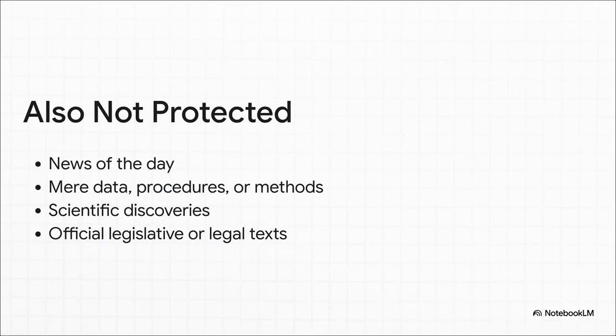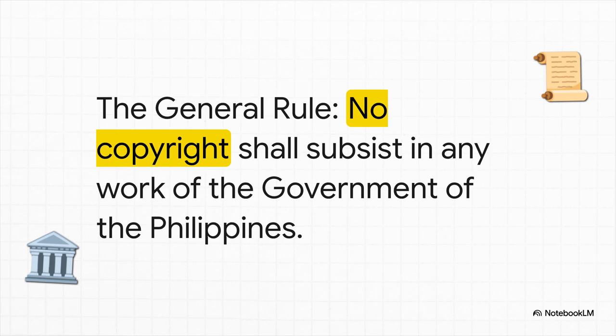The law also makes a few other things public domain, just to make sure information can flow freely. So, you can't copyright the news, raw data, a mathematical formula like assets equals liabilities plus equity, or the actual text of a law itself. Now this is a big one. What about stuff the government makes? The general rule is simple. Works created by the Philippine government as part of official duties are not copyrighted. So things like official reports and court rulings are generally free for the public to use.